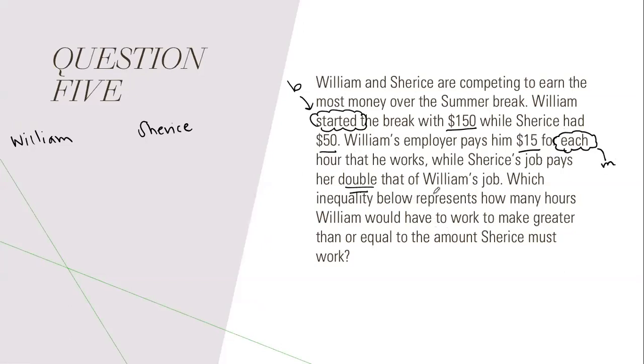So this should say write an inequality below that represents how many hours William would have to work to make greater than or equal to the amount Sharice must work. So we need to write an equation for William, and we need to write an equation for Sharice.